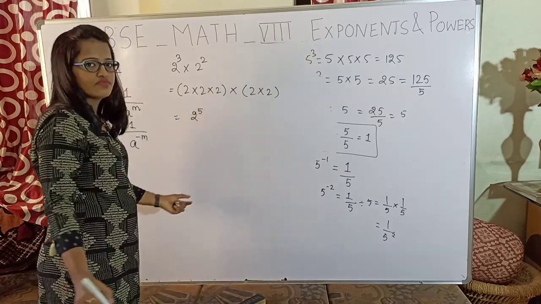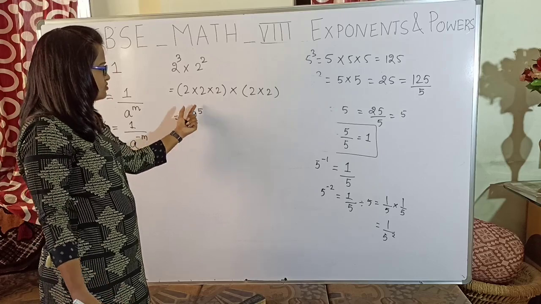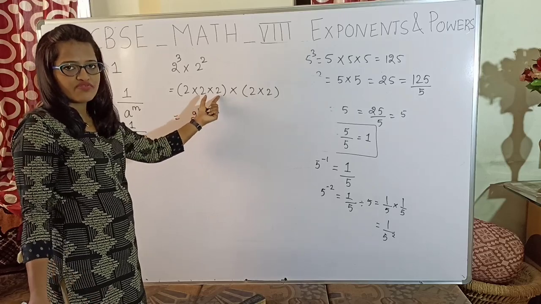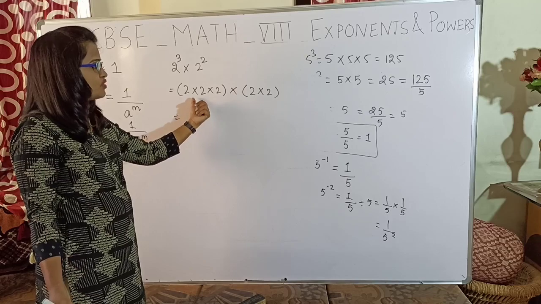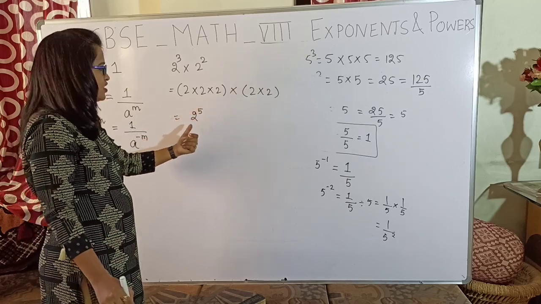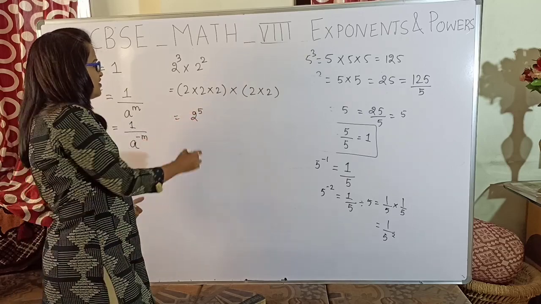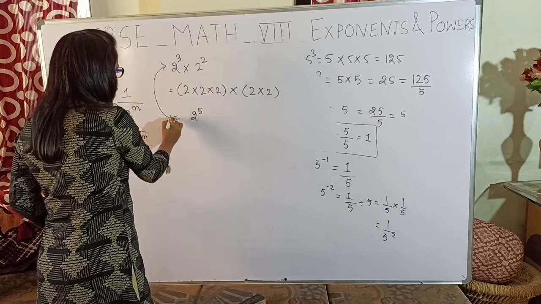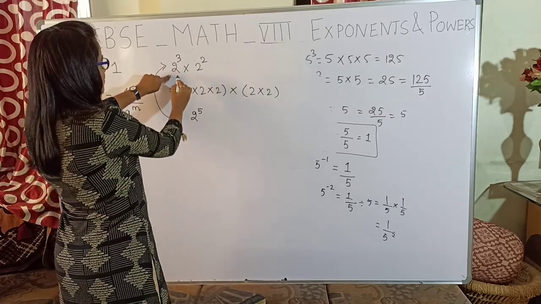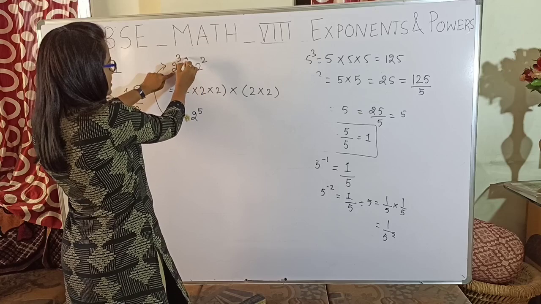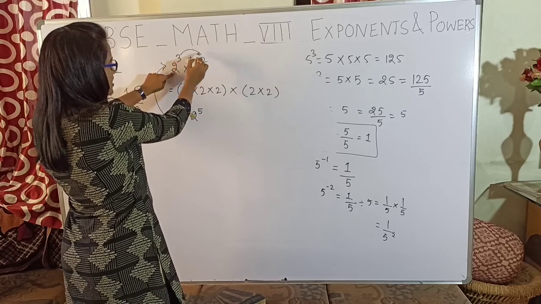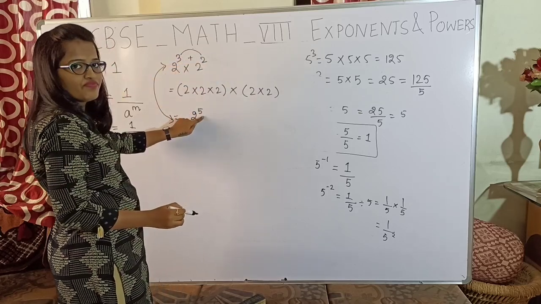2 raised to 5. Yes. Why 2? Because 2 is the base, or the number which is being multiplied with itself. Why 5? Because the number is being multiplied 5 times. So from this, if I try to compare these two, I can say when the base was the same, they have done the addition of the indices. 3 plus 2 is 5. Yes.